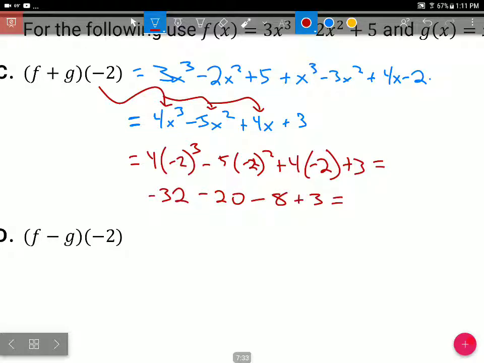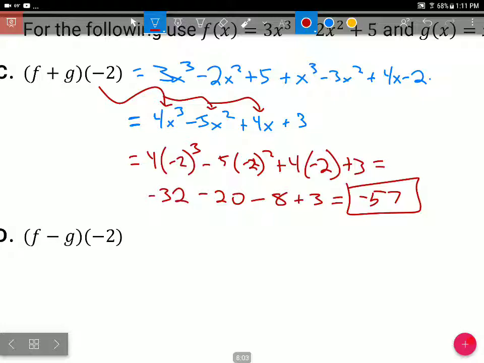And I'm pretty sure that equals negative 57. But somebody take the calculator and check it real quick. Negative 32 minus 20, that's negative 52, minus 8, negative 60. Negative 60 plus 3 should be negative 57. Yes. All right. Cool.